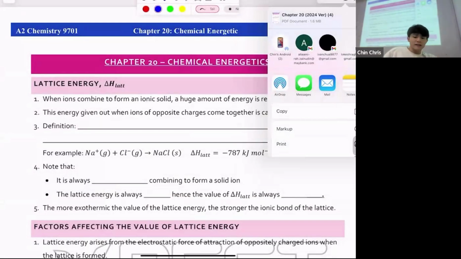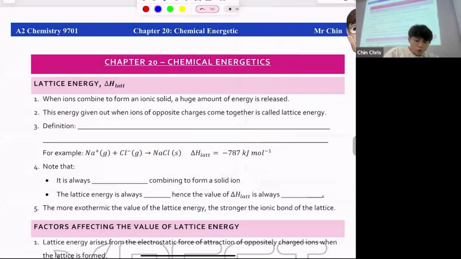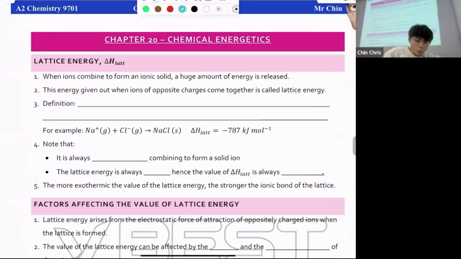Okay, first, let's look at delta H lattice. Delta H lattice is when we form an ionic solid from ions, and energy is released. So it's an exothermic reaction. So I can say that the definition is the energy released.